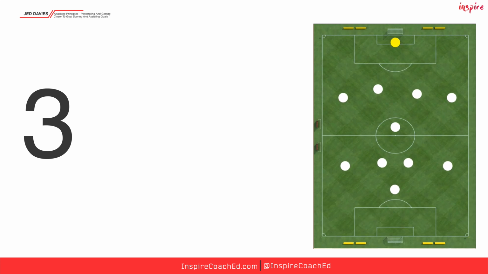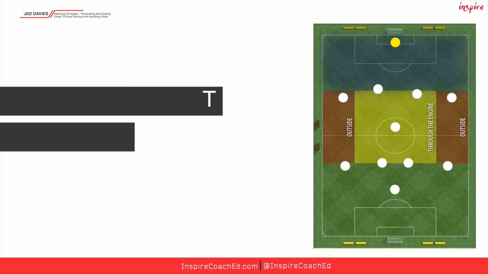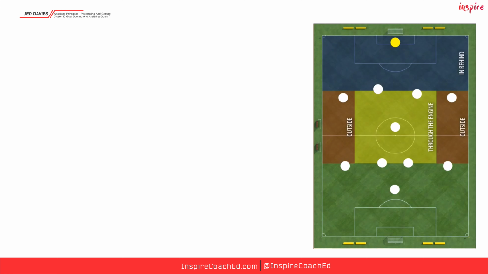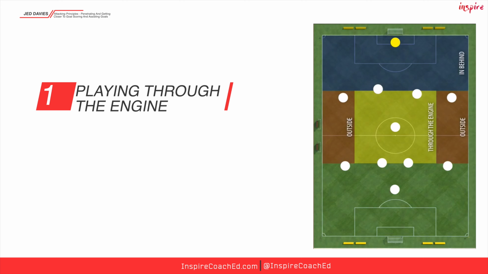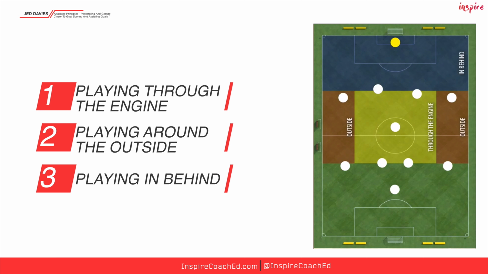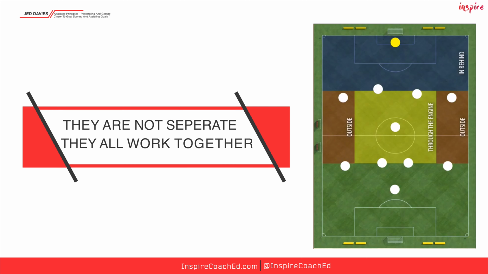So looking at these 3 moments we spoke about, these 3 concepts, so through the engine, outside and in behind, we'd have different metaphors for those as well, which we won't go into detail here, but playing through the engine would be our primary, playing around the outside second, and playing in behind would be our third choice if they've responded in a certain way defensively that leads to us being able to afford those responses. And it's important, I know I've separated them here and I've talked about each one separately, that they are not separate, they all work together.